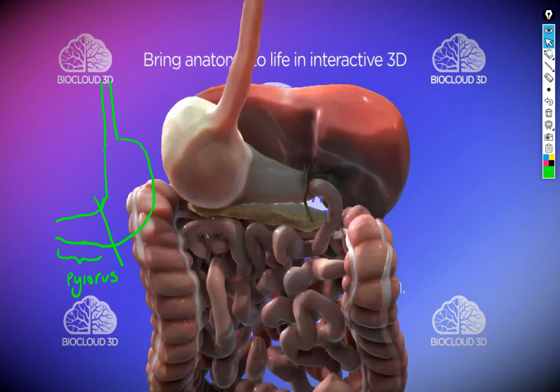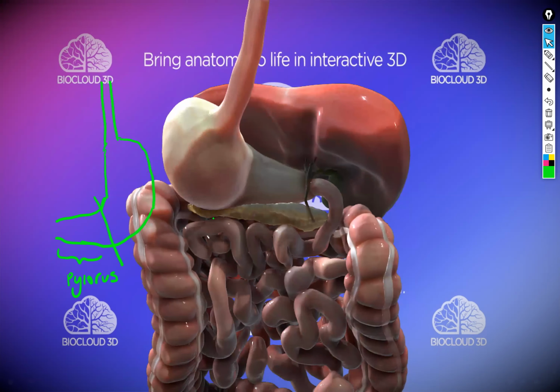So once again, from the back, oh, there's a nice view of it. Yes, so you can see it here. And then this little C-shaped region of the small intestine that's right after the stomach, and it's relatively short. It hugs the pancreas. Is called the duodenum. And that is the first of the 3 regions of the small intestine.